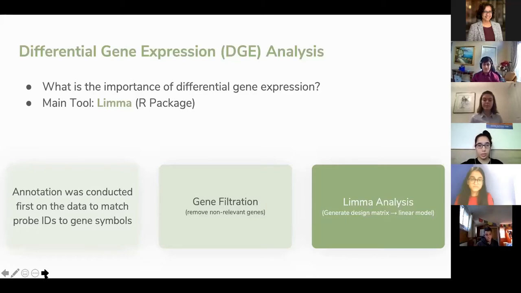We did DGE in 3 steps: annotation, gene filtration, and limma analysis. Annotation is simply linking the biological information to the numerical data. Gene filtration is removing a large part of the data so that only the most significantly differentially expressed genes remain, and in limma we fit a linear model to the expression data for each gene.